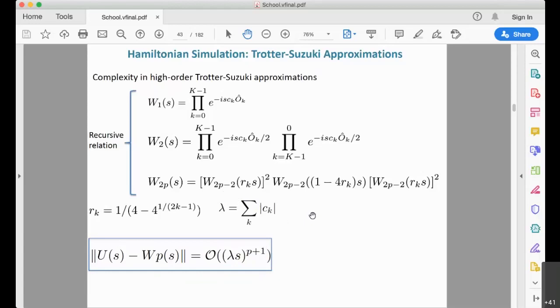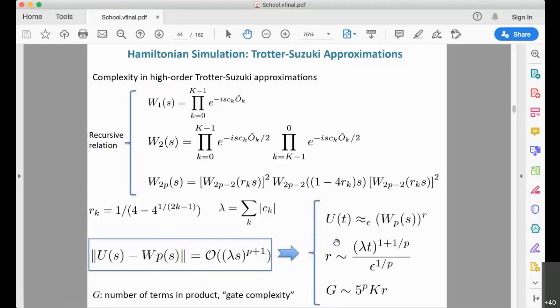I mean, the rough idea here is that one can develop high-order product formulas in a recursive way, all right? And they satisfy this error bound that we have here. So if we want an epsilon approximation, we're going to play the same game as before. The evolution operator for time t, now the large time t, will be a sequence of these product formulas for short time s, r times. We have to pick this r such that the error is epsilon.